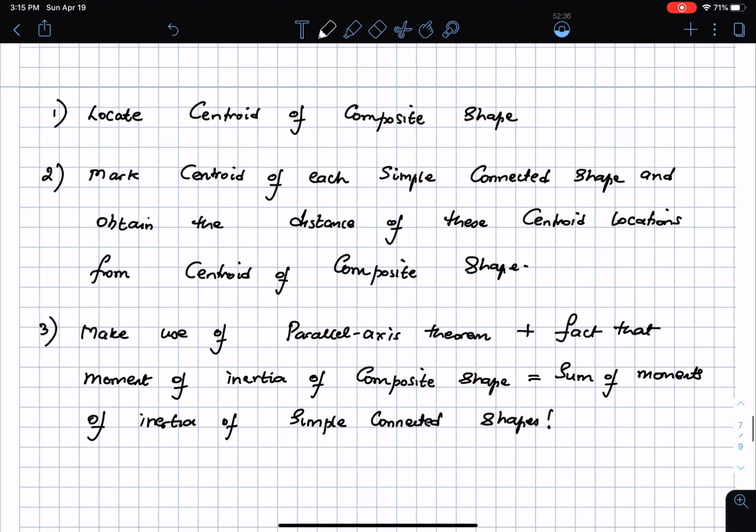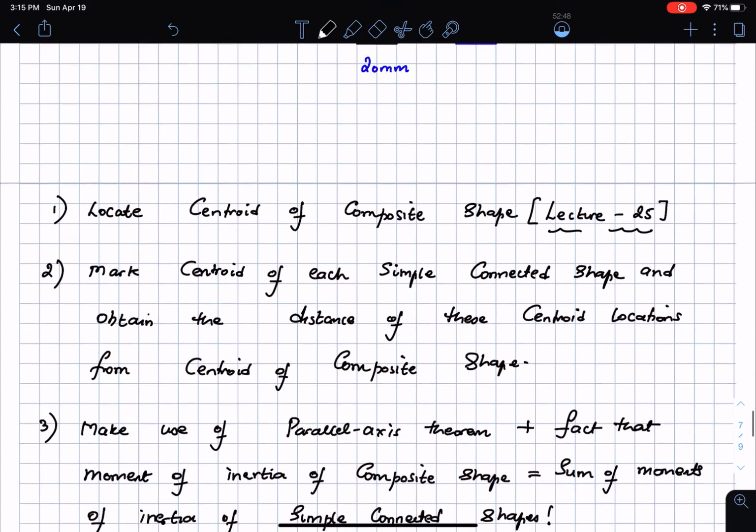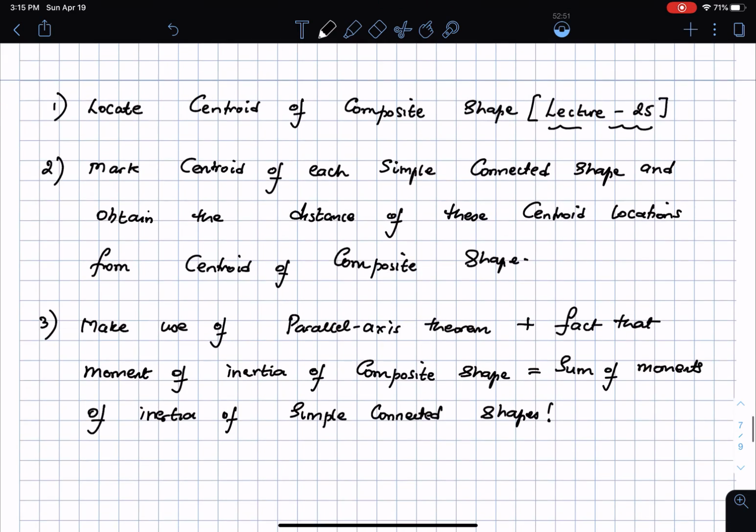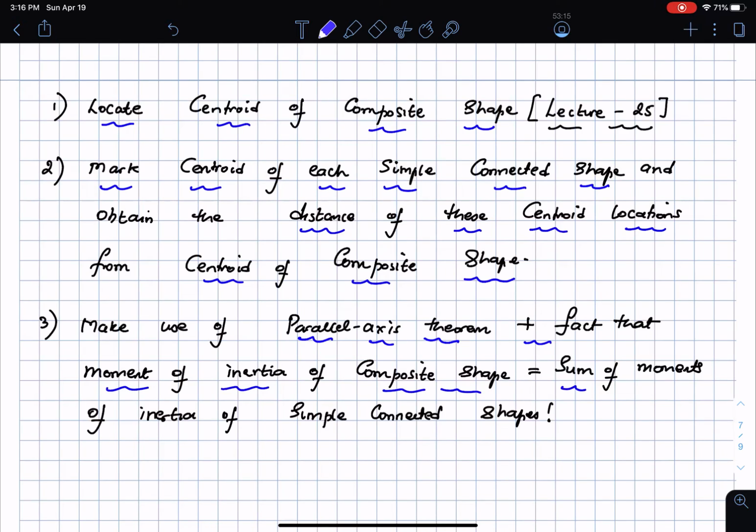This is something that we have already done in lecture 25. I'm going to take these details from there. So first of all, here are my steps. Locate the centroid of the composite shape. Then mark the centroid of each simple connected shape, and obtain the distance of these centroid locations from the centroid of the composite shape. Then make use of the parallel axis theorem, plus the fact that the moment of inertia of the composite shape is the sum of the moments of inertia of the simple connected shapes.